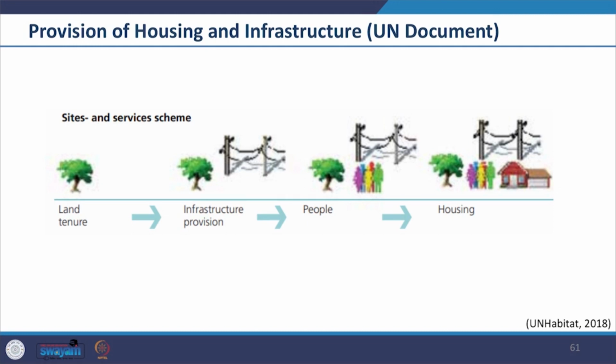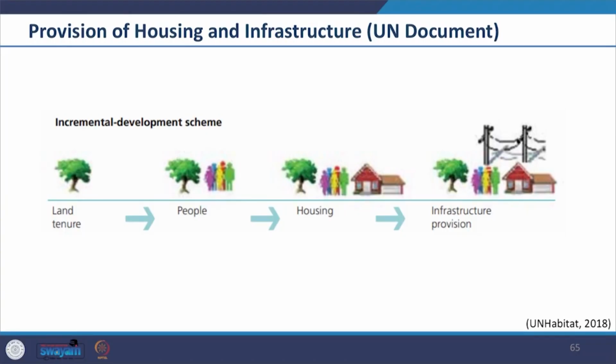In the settlement upgradation system, you see first people are already there and they build the house to accommodate themselves, and then they are assured the land, and then infrastructure provision is made for them. Whereas we see in the incremental development scheme, first land tenure is done, people come in and houses are built, and then later infrastructure provision is made.